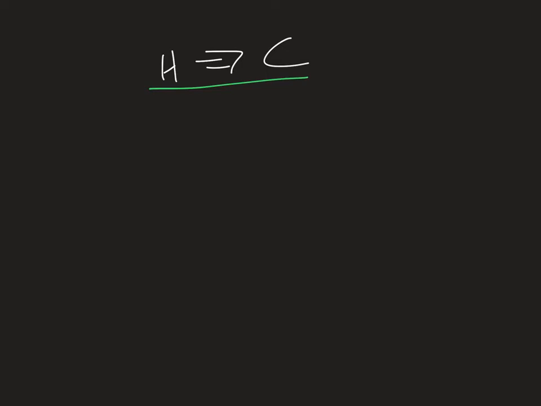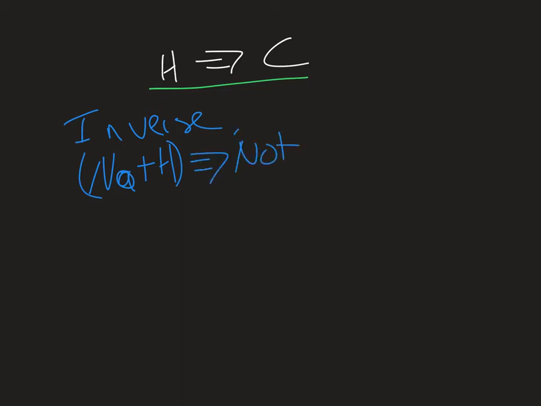So if we look at the inverse, what this means is that I'm going to rewrite the statement as not H implies not C. We're just simply negating both the H and the C. That's what the not means.